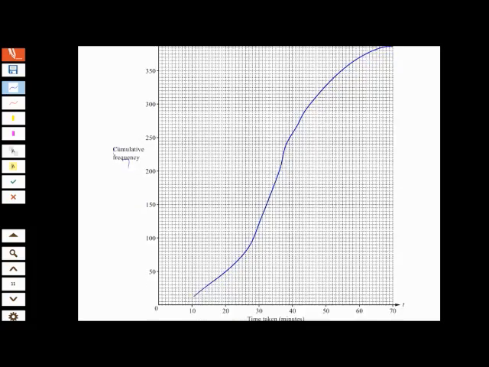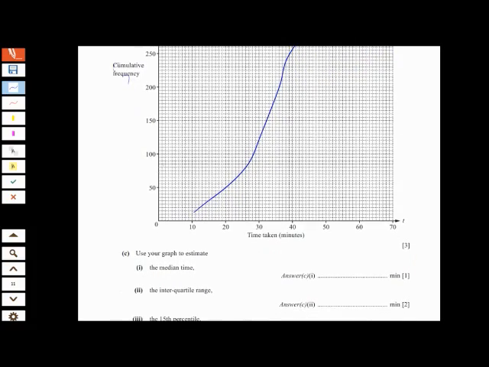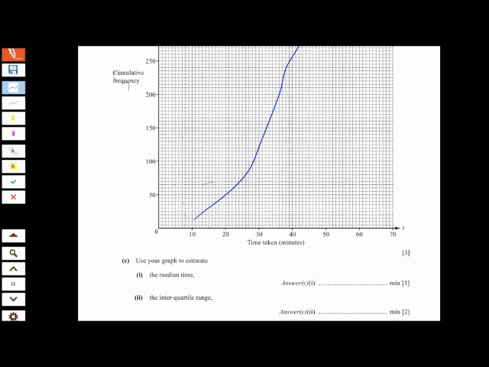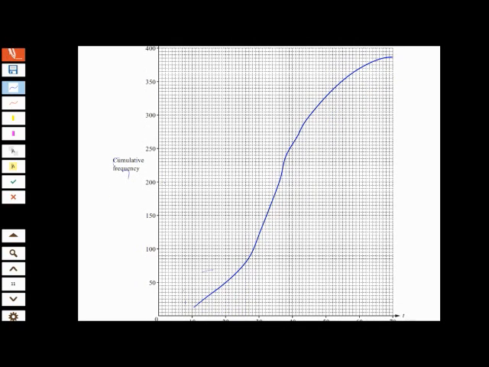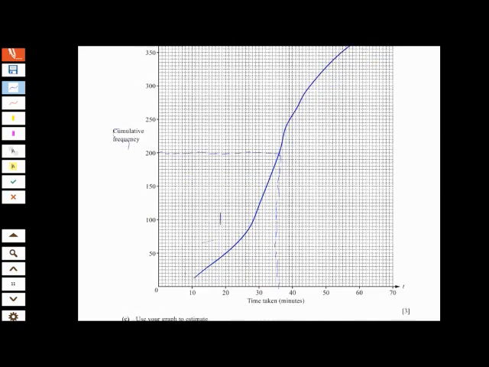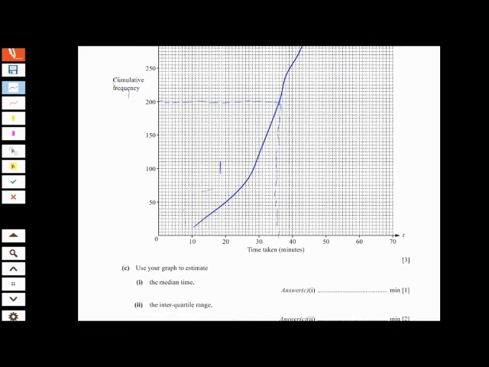Now use the graph to estimate the median time. How would you do that? The median time is basically, this is 400, right? Half, 400 divided by 2, is 200. So you see where 200 is, and then draw a dotted line to the graph, and then draw a dotted line from the graph to the time, and you'd get the answer, which is 28. Of course, I didn't get it here because the graph is wrong, but you should get the right answer, 28.